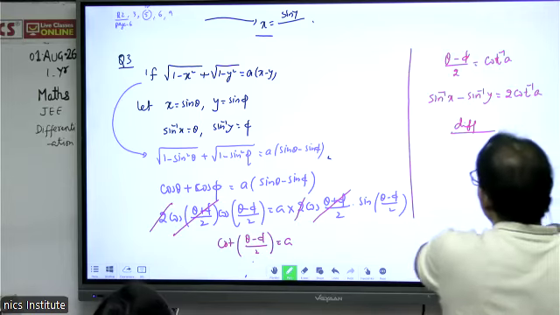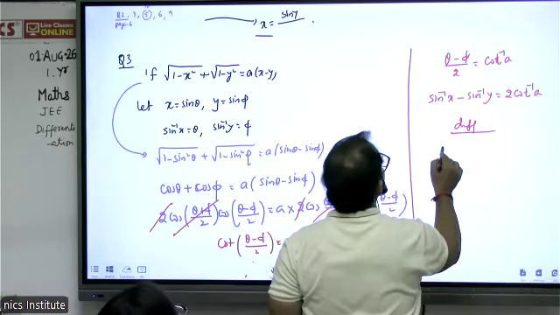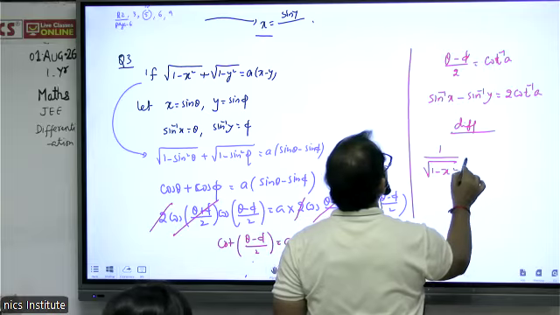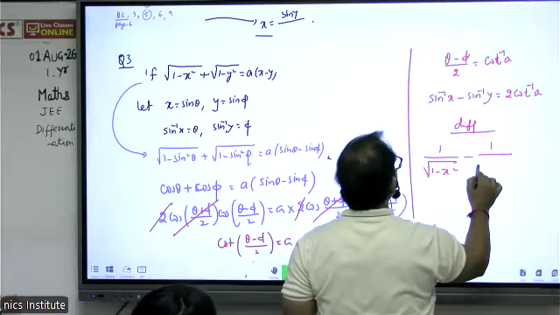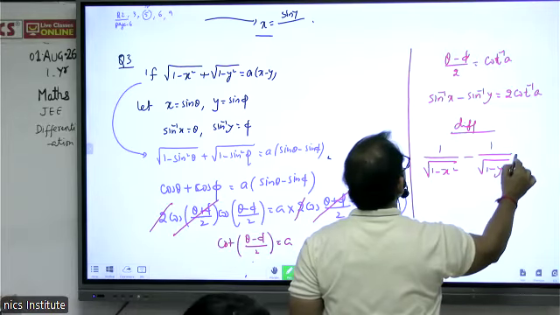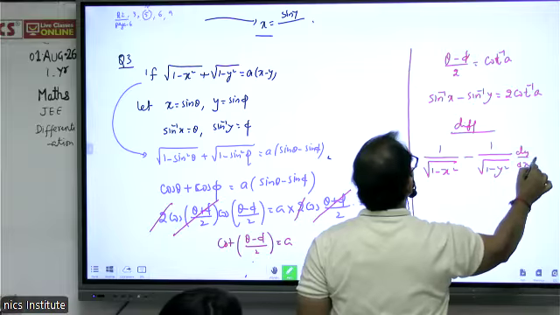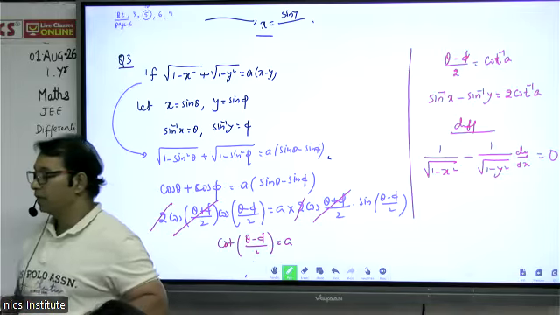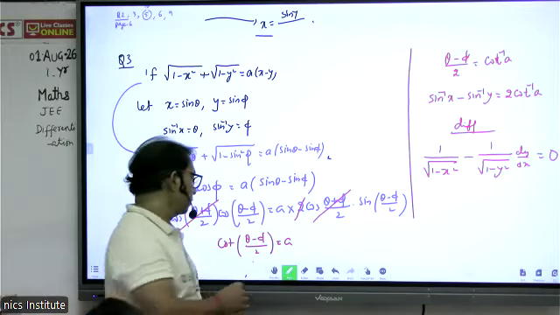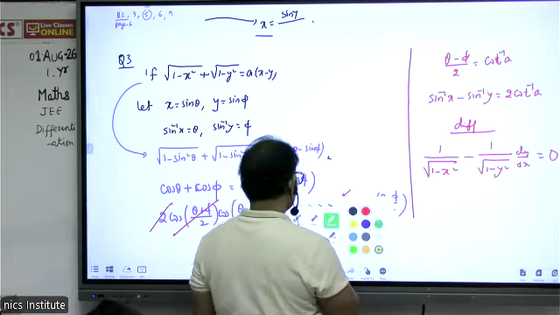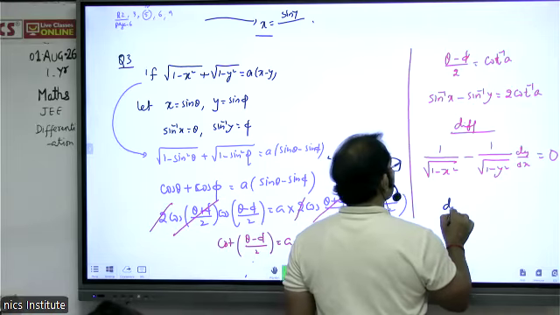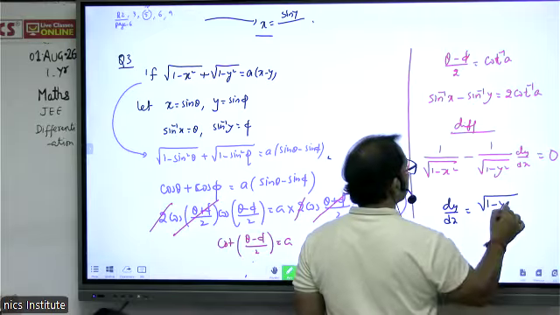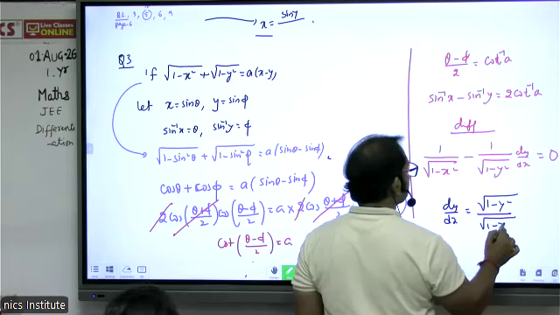So the moment you differentiate, 0. A is a constant, so the derivative of cot inverse a would be 0. A is a constant, so we get the answer. dy by dx is this, right? So dy by dx is root of 1 minus y square over root of 1 minus x square.